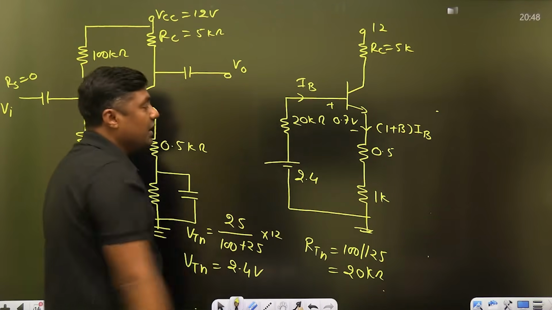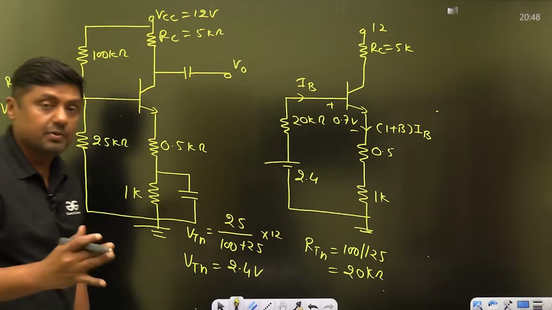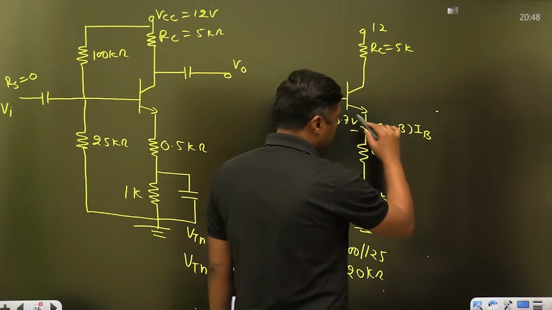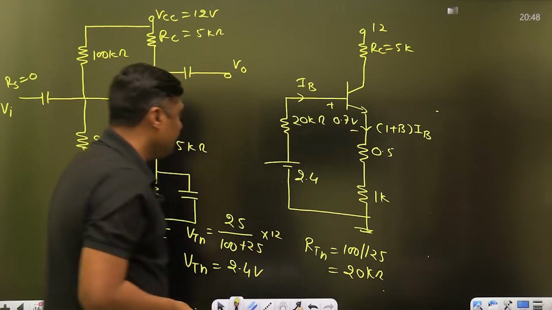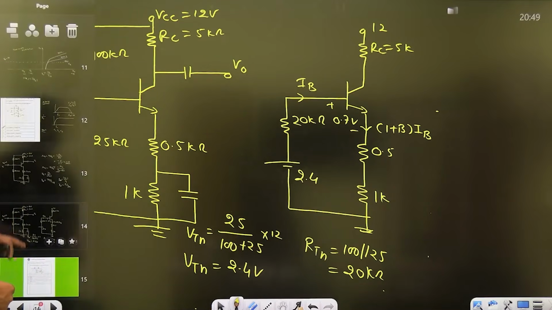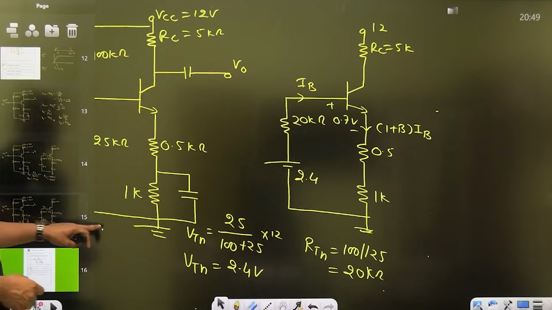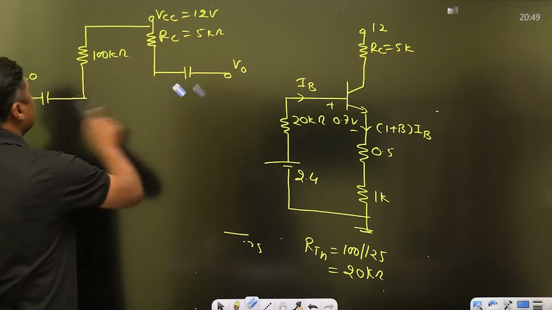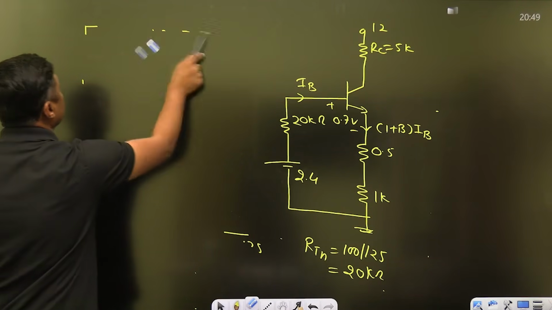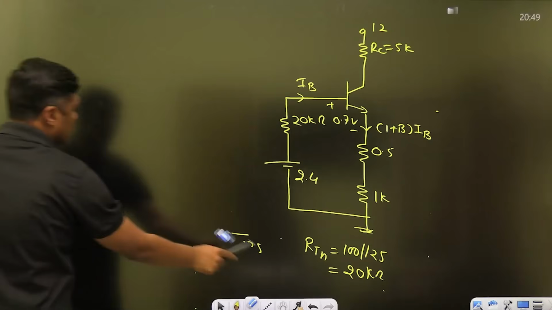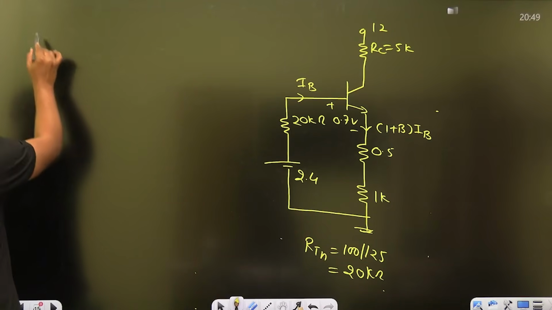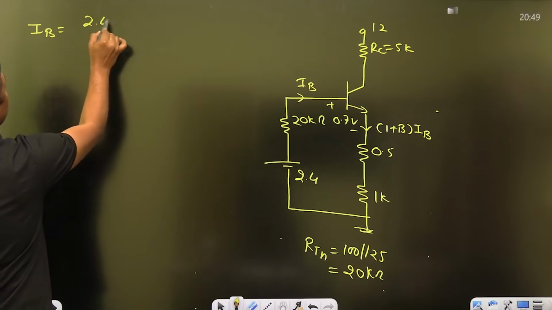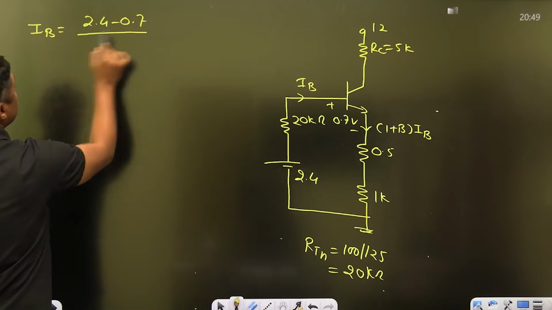From this, you can calculate the value of IB, guys. So write down the KVL here. Once you have the Thevenin's equivalent, now the role of this diagram is over, guys. From the DC analysis, you can calculate the IB. IB will become 2.4 minus 0.7 upon this resistor 20 kilo ohm.